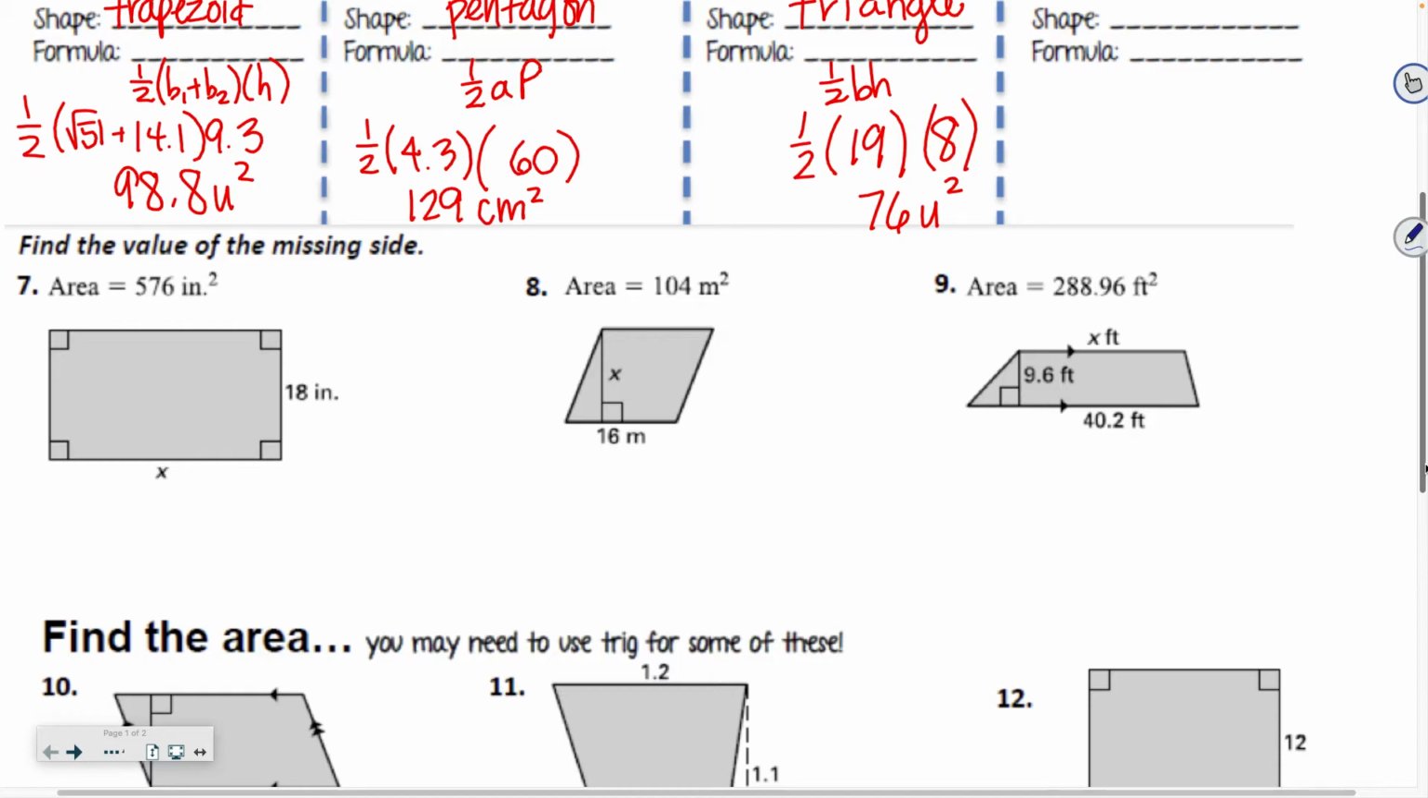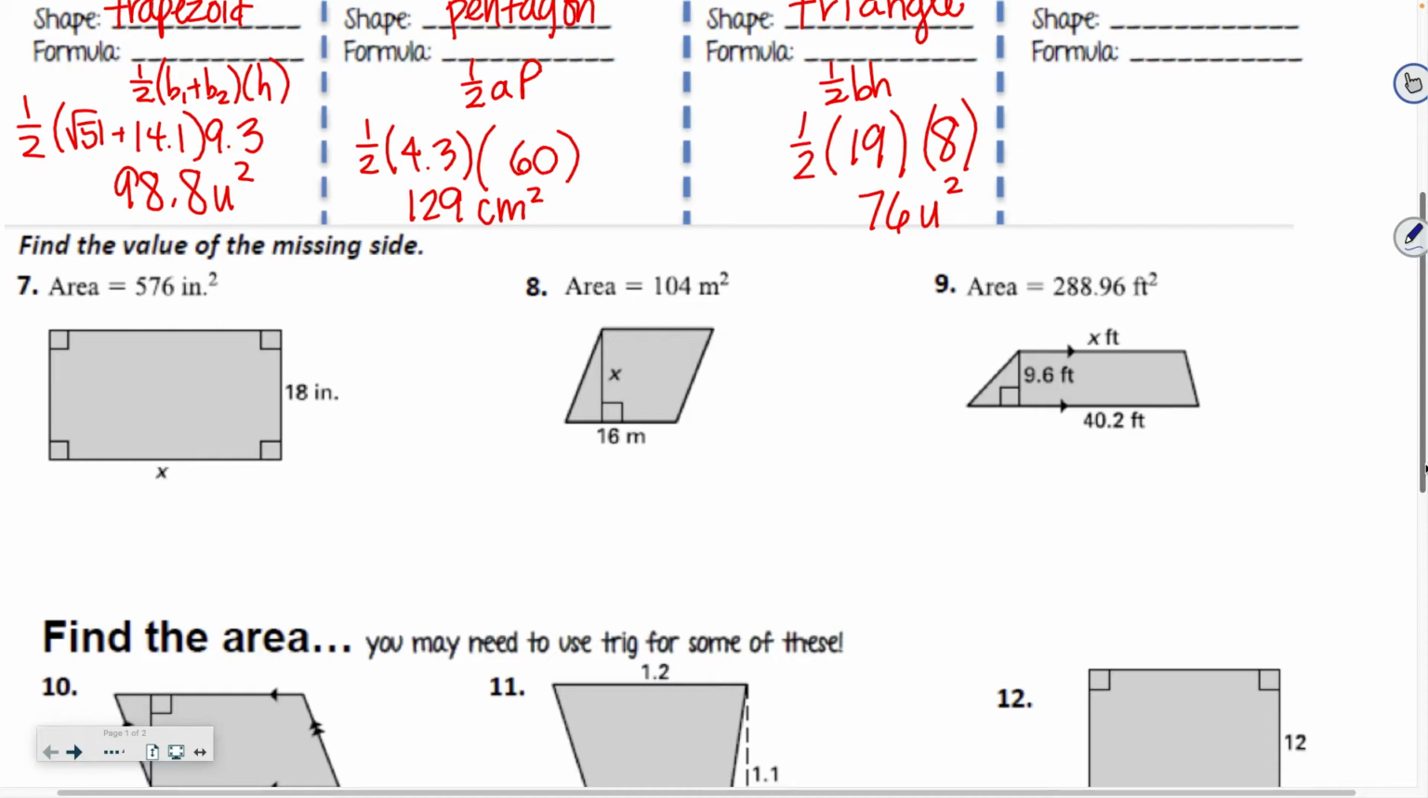Parallelogram. Could be a rhombus, maybe, but we know it's a parallelogram. Yeah, I don't think it's wrong. Please remember that when you have a parallelogram, it's base times height, and your height has to be perpendicular. So X is my height. Basically these two you're working the exact same way. You're taking area and dividing it by the side.